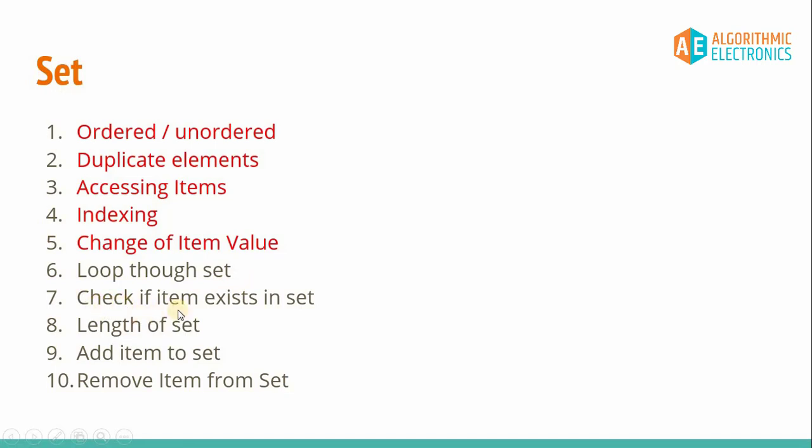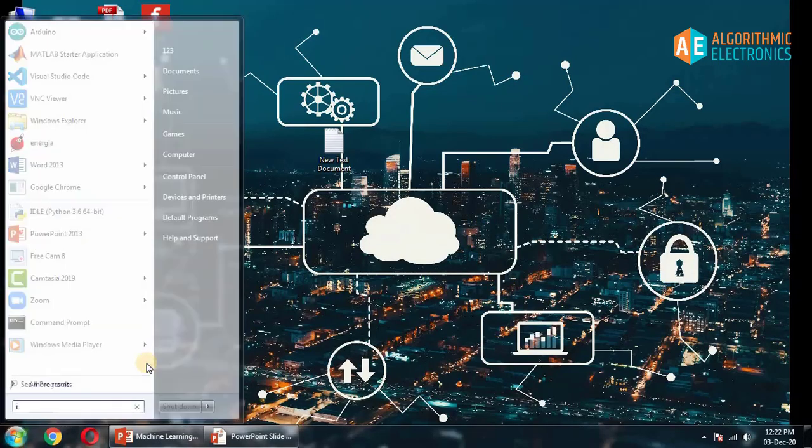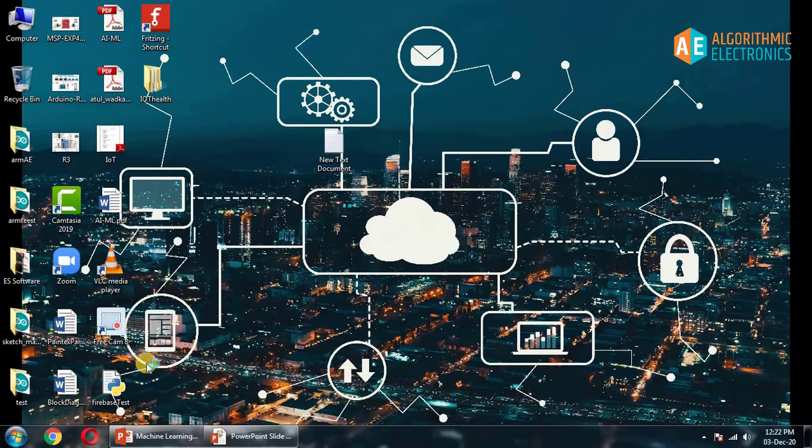Secondly, we'll try to check if a particular element exists in the set. This is the searching operation we are going to perform here, and we'll calculate the length of the set using the length function, and we'll try to add an element inside the set, and also remove an element from the set. So based on all these 10 points, we are going to verify all the properties of set and understand set. Without wasting any time, let's start with the Python IDE, the programming environment.